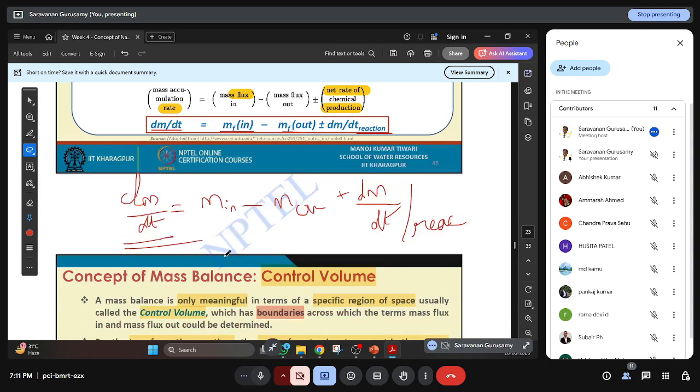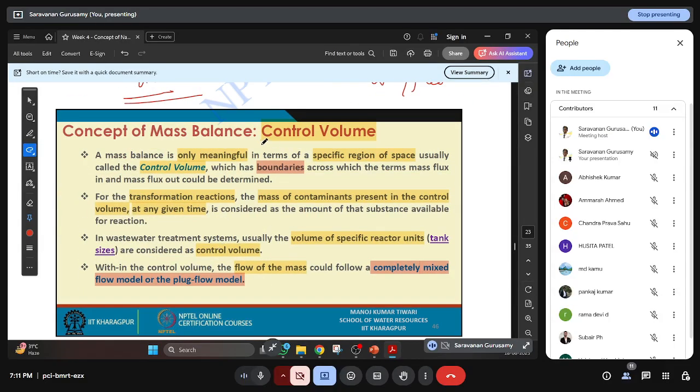You got it? So why do we need to take the controlled volume? Because only with the controlled volume, with the boundary, is the concept meaningful. Otherwise it's meaningless. If it is an infinite boundary, we don't know where the mass is coming in and where the mass is going out. With the tank, we can define a controlled volume. If you take the whole world, we don't know where the mass is coming in or going out. So we need to set a boundary. That's called a controlled volume.